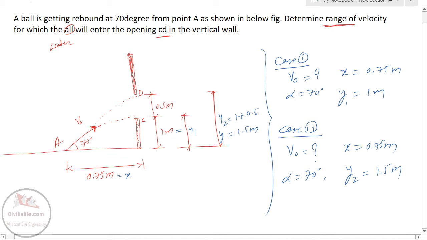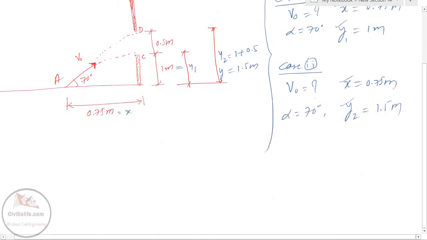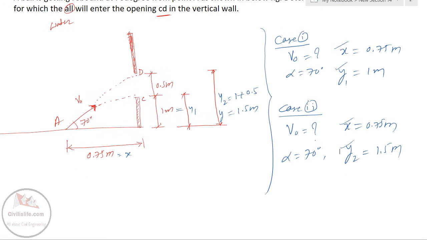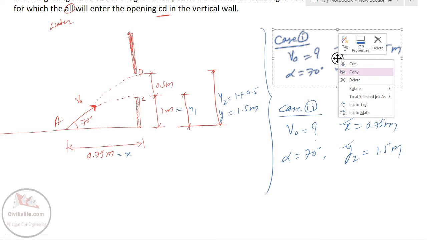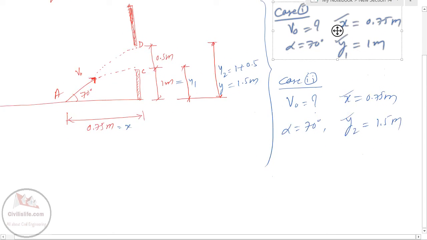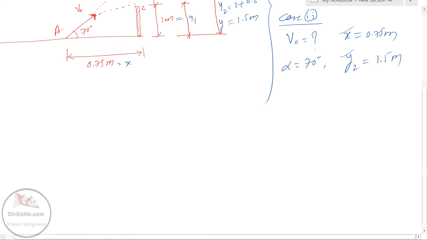So these are the two cases, and if you look into the given data, the relation between x and y is known in case 1 as well as in case 2. That means we have to use the equation of a projectile, that is the equation of trajectory. So let's use those. I am copying this data for case 1.